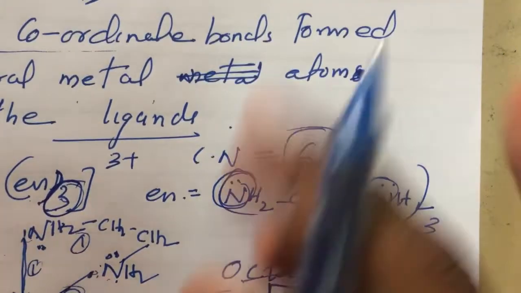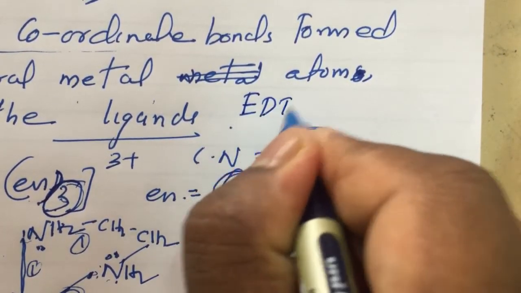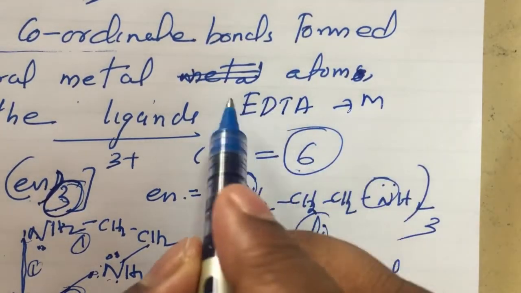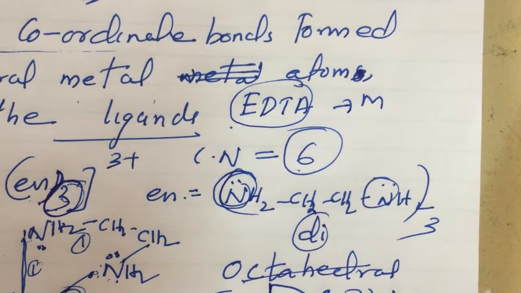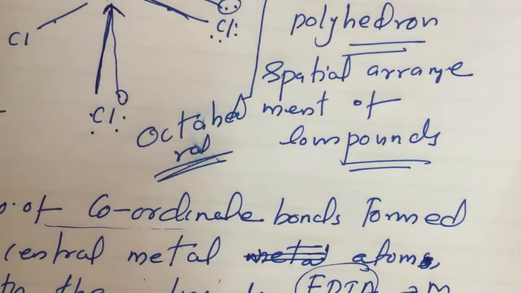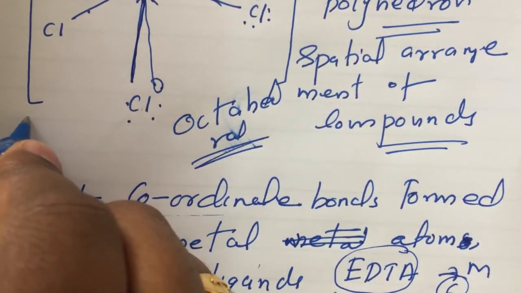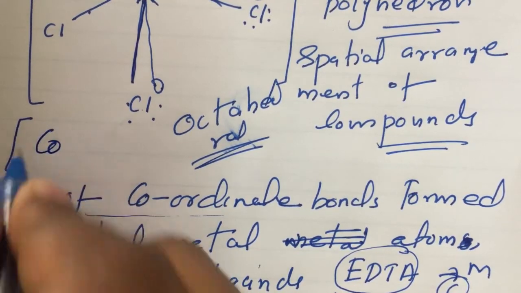Okay, then what about EDTA? 1 EDTA with the metal. If only 1 EDTA is present in the complex, what will be the coordination number? 6. Because 1 EDTA can donate from 6 donor atoms. So the number of coordinate bonds formed by 1 EDTA with the metal is 6. So the coordination number is 6. 2 EDTA, double, 12.